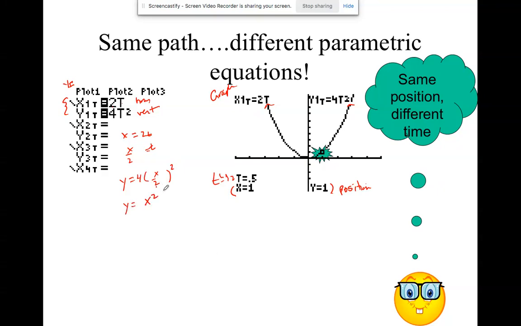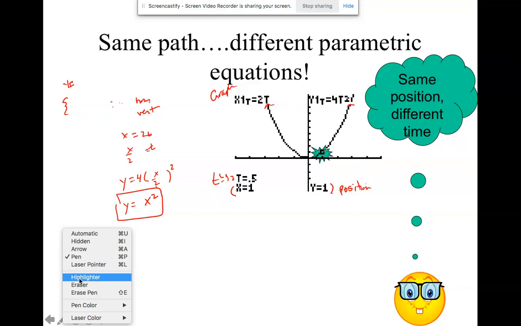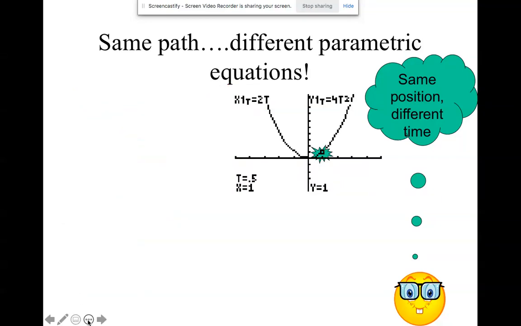Two squared is 4, 4 divided by 4 is 4. I still get the path y equals x squared. But now time is moving faster. You get to the position 2 times as fast. Notice 2 times a half is 1 second. And I get to the same position but at a different time. So that's the power of parametric equations. One of them, I should say.